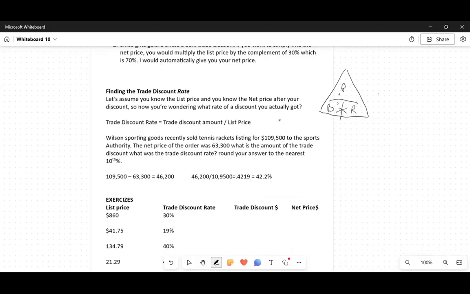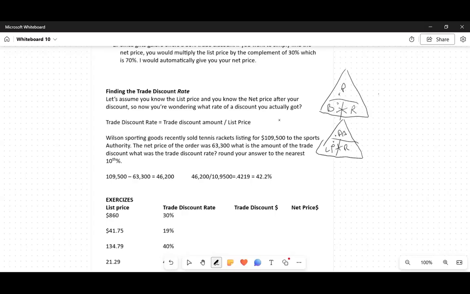Well, in the same way here, instead of portion and base and rate, we're going to do list price, discount amount, and rate. So it's the same thing. If I divide the discount amount by the list price, that's going to give me the rate. If I multiply the list price by the rate, that's going to give me the discount amount.